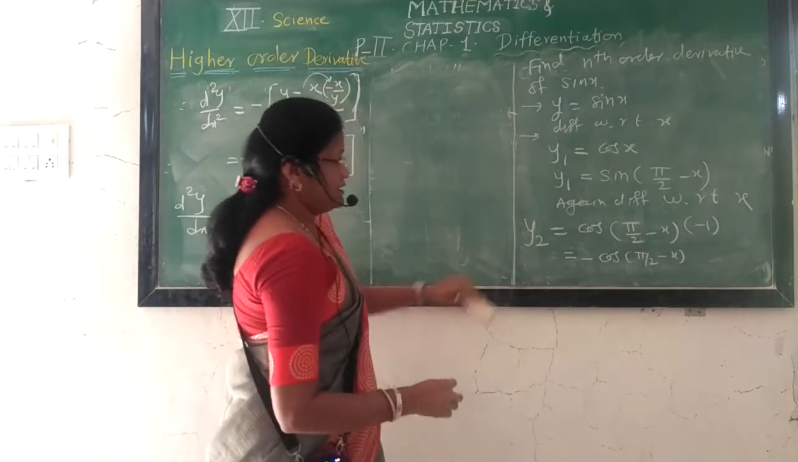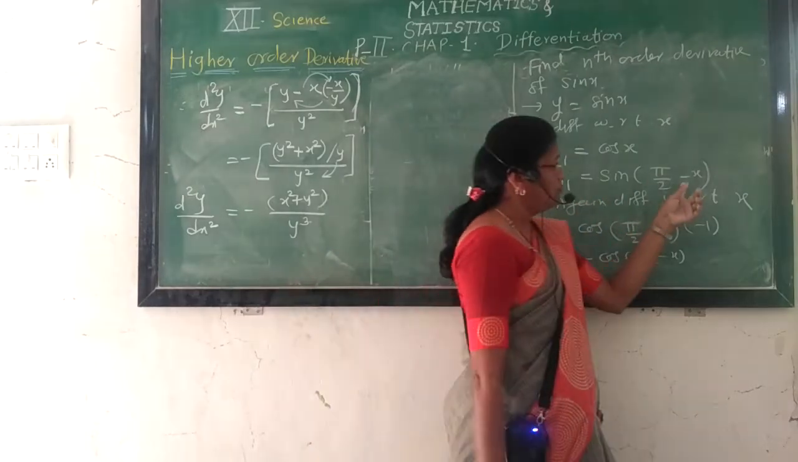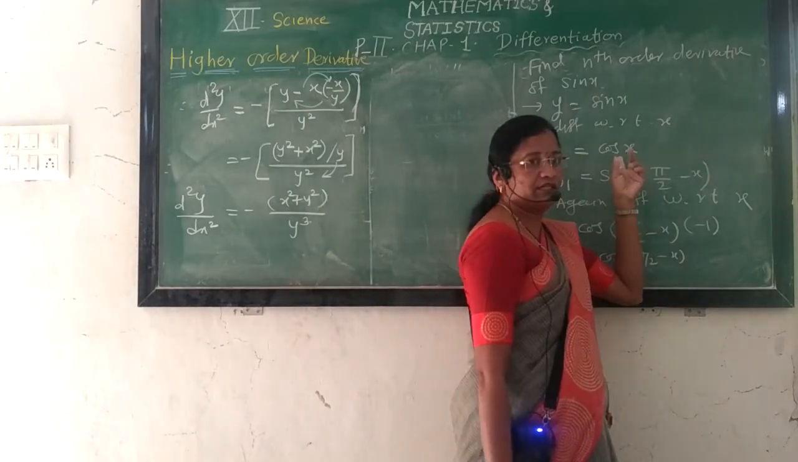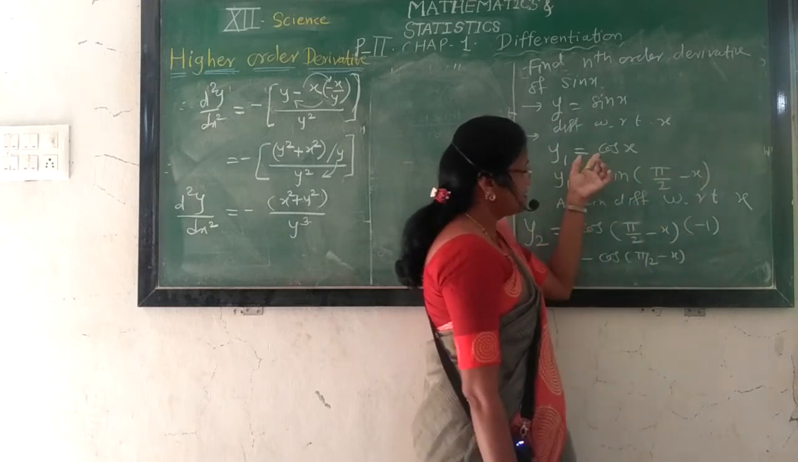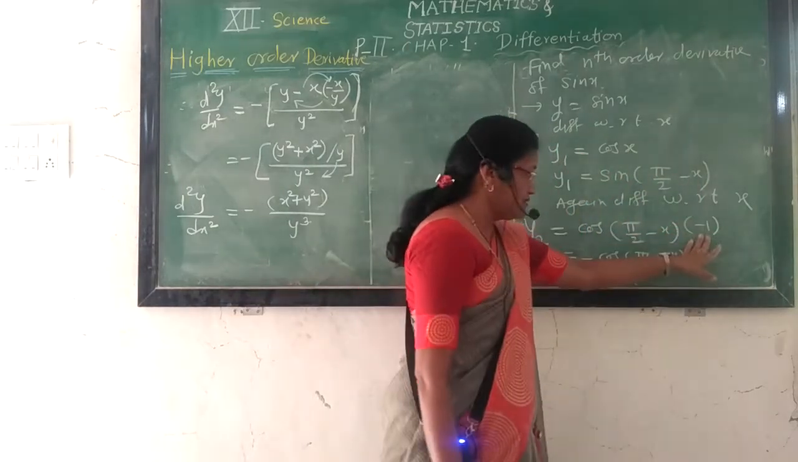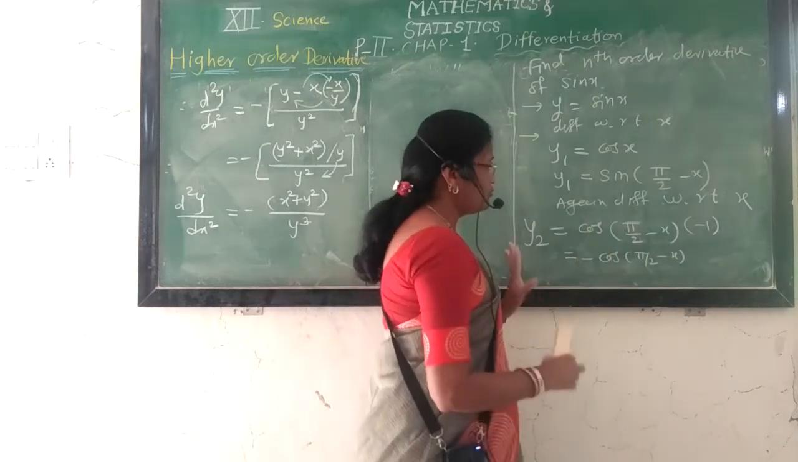Again you may take adjustment. Sin pi by 2 plus x, again that is cos x. You can take this adjustment also. Sin pi by 2 plus x is the cos x. So your answer is 1. With the help of this you may use.